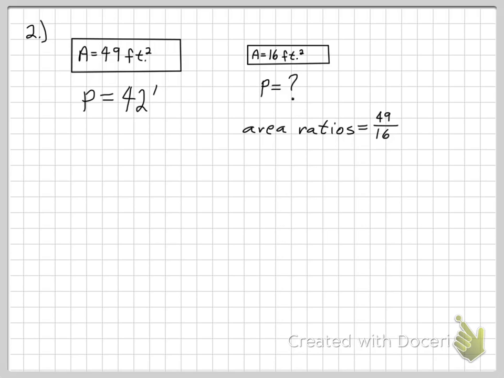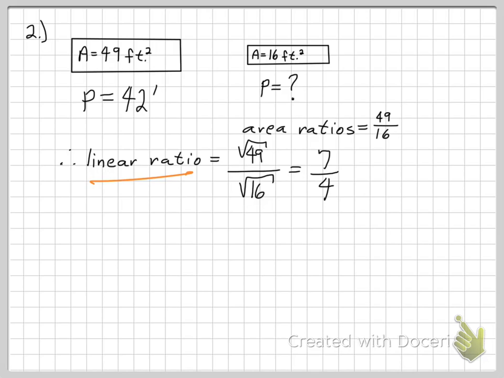So now this is sort of the opposite direction as problem 1. In problem 1, we went from the linear ratio to the area ratio. We squared that. You square the linear ratio to get your area ratio. But now we're going from area to linear, so we need to square root it. We need to go the other way. So the linear ratio is not 49 to 16, but rather the square root of 49 over the square root of 16, which is 7 over 4. So the linear ratio is 7 to 4.